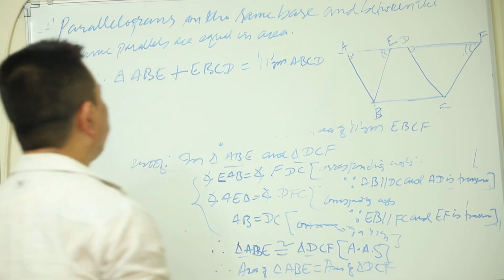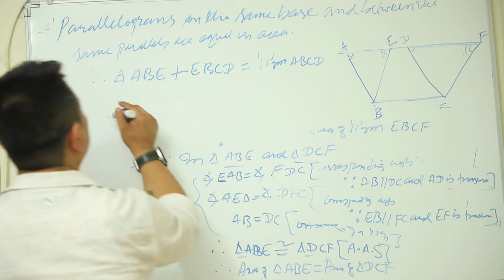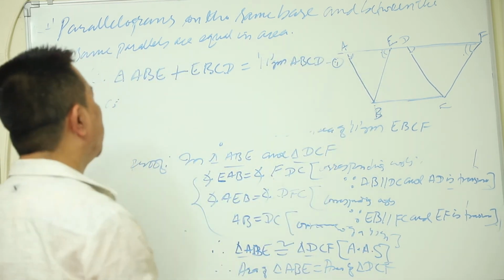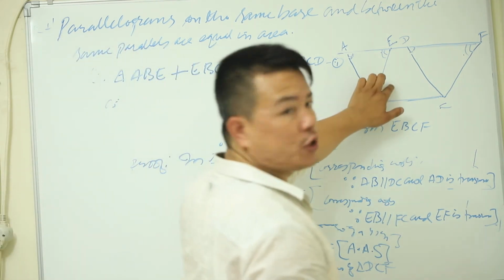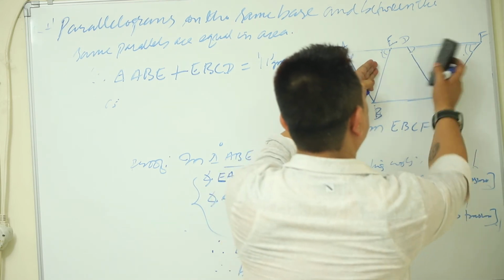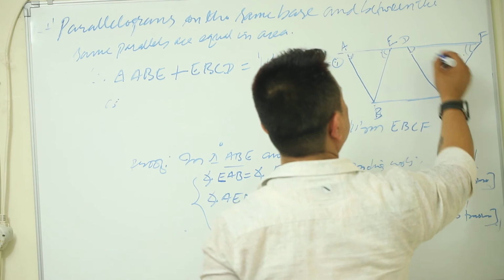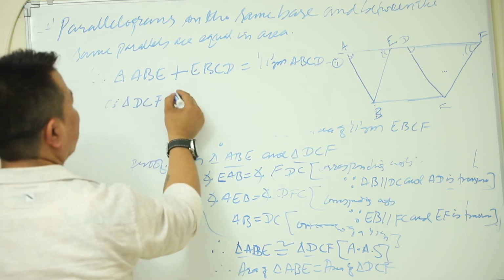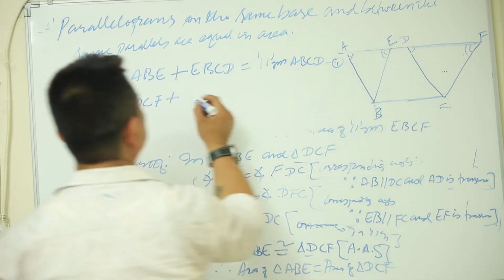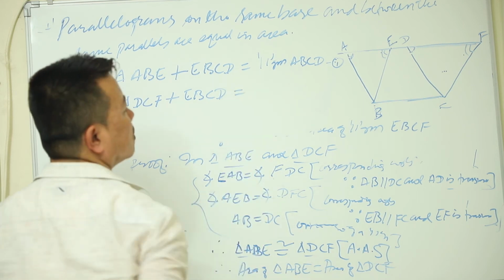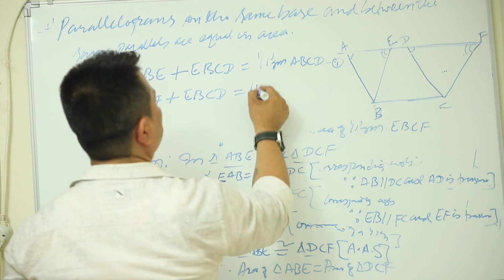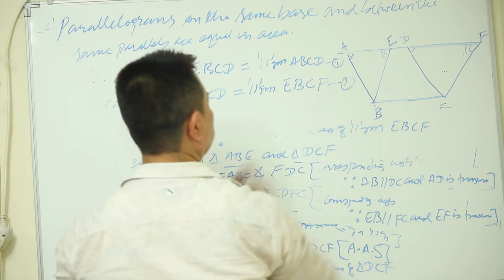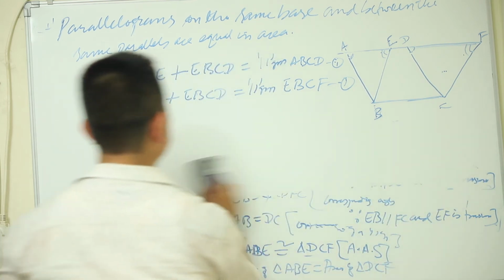This you can mark as equation one. Similarly, when you add up these two figures, you get this parallelogram. Again, similarly in this parallelogram, you can add this triangle DCF plus the same trapezium EBCD, and it gives the parallelogram EBCF. This is equation two.